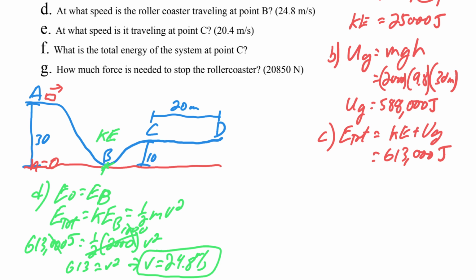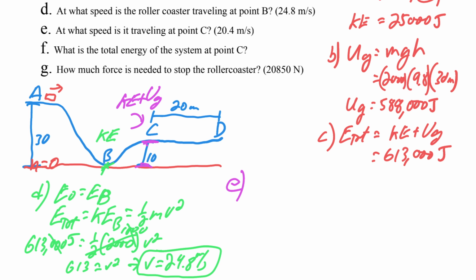The next question is now asking, all right, what about at C? So notice we're going up a little ramp here. So at letter C, we're still moving, so we still have kinetic energy, but now some of that kinetic from the bottom is turned into potential energy. So at letter, what letter are we on here? E.